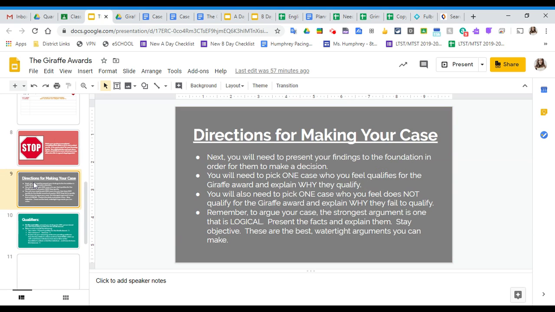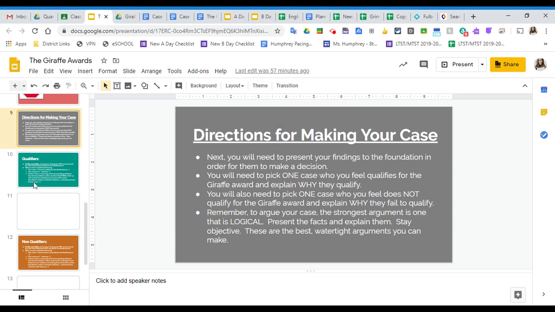This is the second part of the class. So here are the directions. You have to make your case for one case that qualifies for the award and one case that doesn't. It's up to you which case you choose. I recommend that you choose a case that you feel really strongly about, that you feel has plenty of evidence to show that yes, they qualify or no, they don't qualify, because that is going to be your strongest argument.